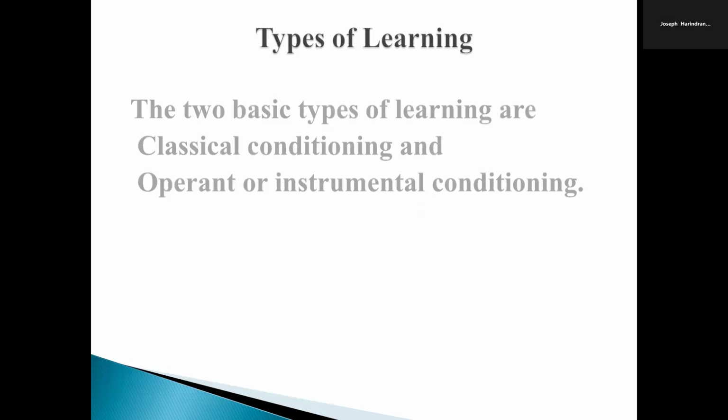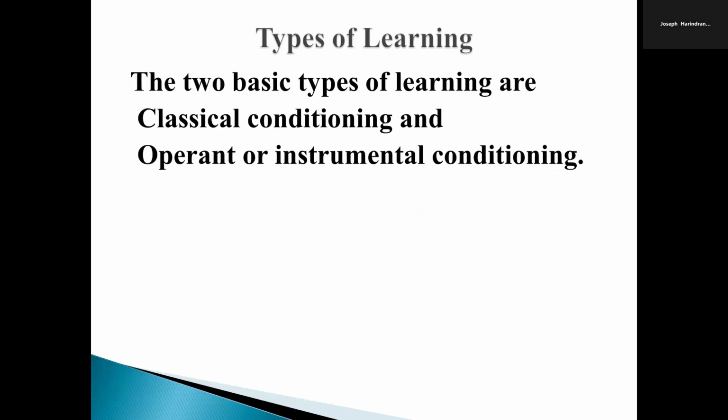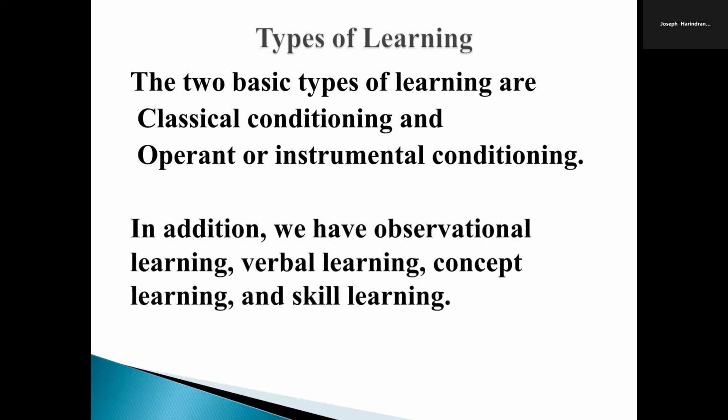Types of learning. The two basic types of learning are classical conditioning and operant or instrumental conditioning. In addition, we have observational learning, verbal learning, concept learning, and skill learning. We shall see that later.